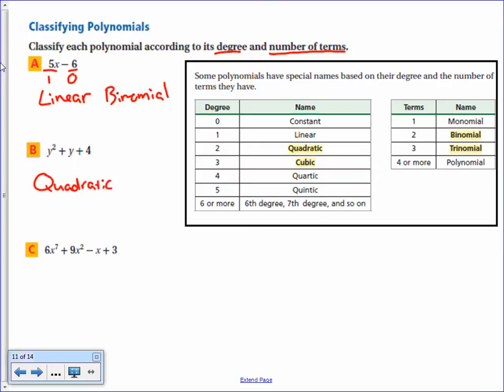And how many terms does it have? That's 1, 2, 3. So that is a trinomial. And letter C, we have a degree of 7. So that doesn't have a name, so we'll just call that a 7th degree. And then how many terms does it have? It has 4. So that is a 7th degree polynomial.